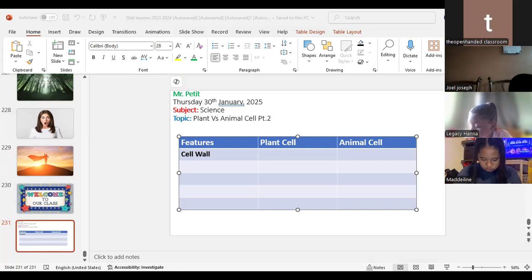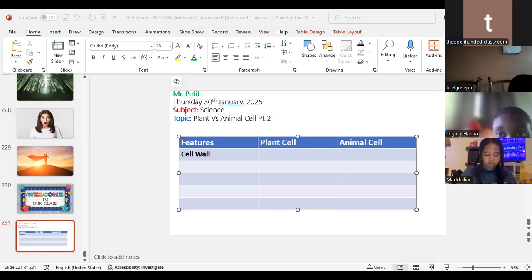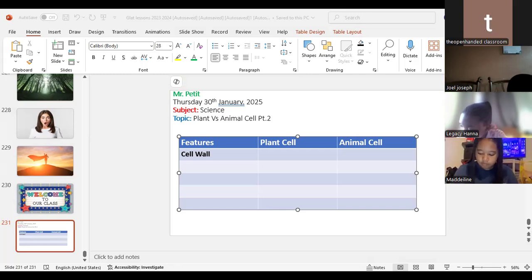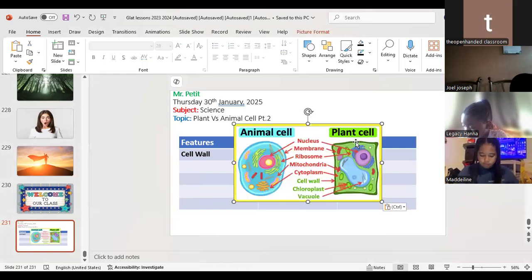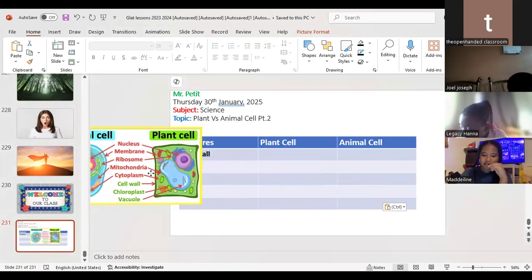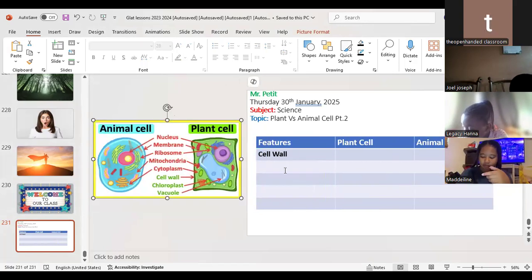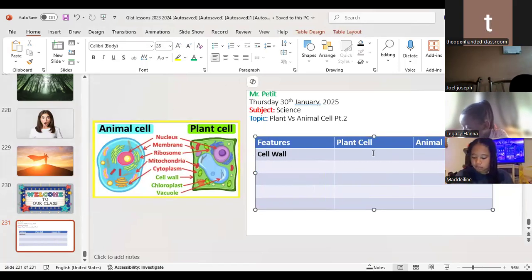Legacy and Madeline, what do you think? For the plant cell, do they have a cell wall or no? Yes, sir. The plant cell has a cell wall, and animal cells do not have a cell wall. Very good. So if we look at the diagram that we have, we see that this right here is the plant cell. As you can see, it does have a cell wall. So we can say yes, the plant cell does have a cell wall.